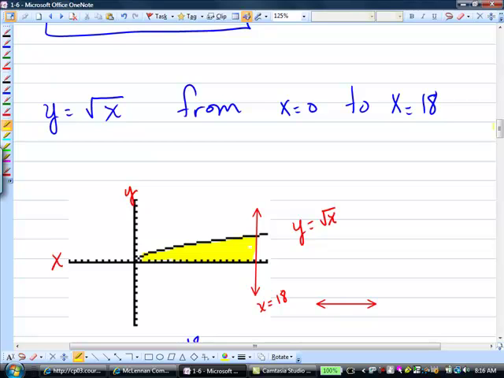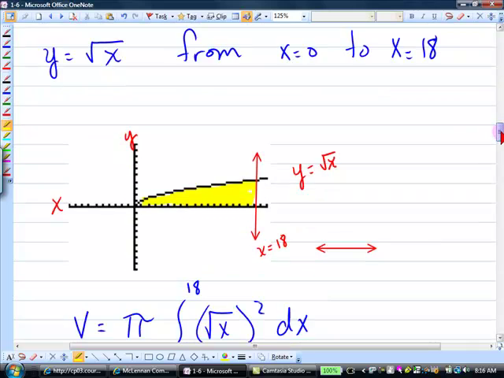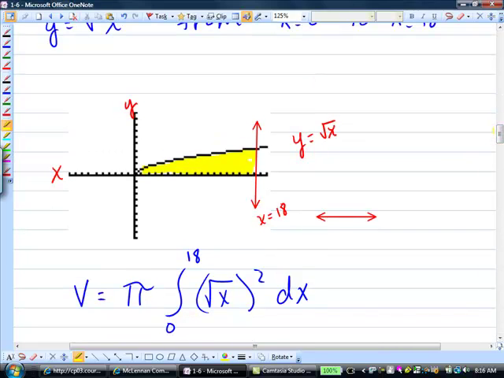Did we get a sketch like that? Okay, so I would expect to see that on the work for a test. I would expect to see that and have this line here so that you are showing me this is the region we're talking about. And then our formula would be V equals pi times the integral from 0 to 18 of square root of x, squared.